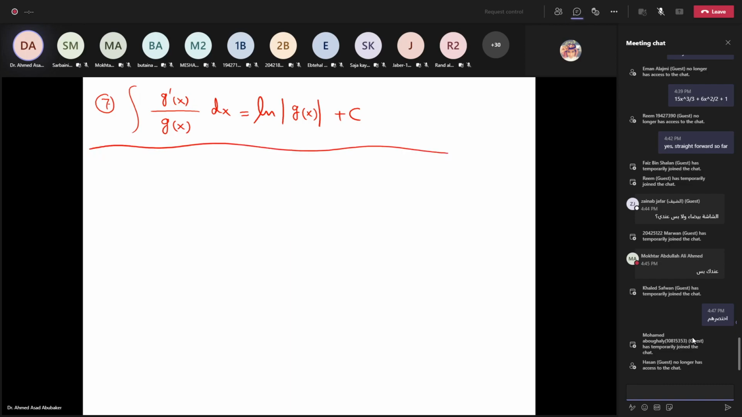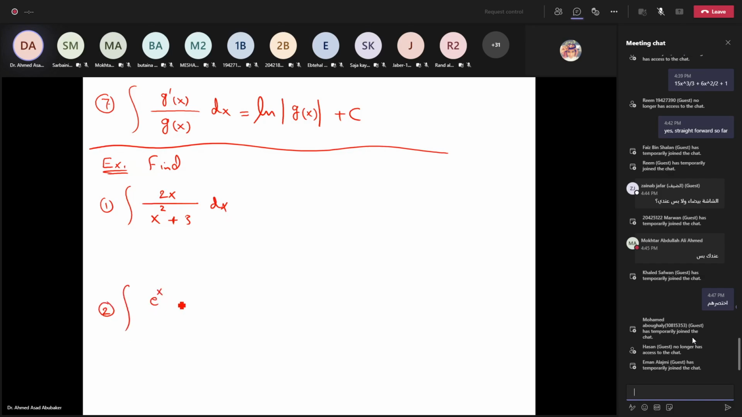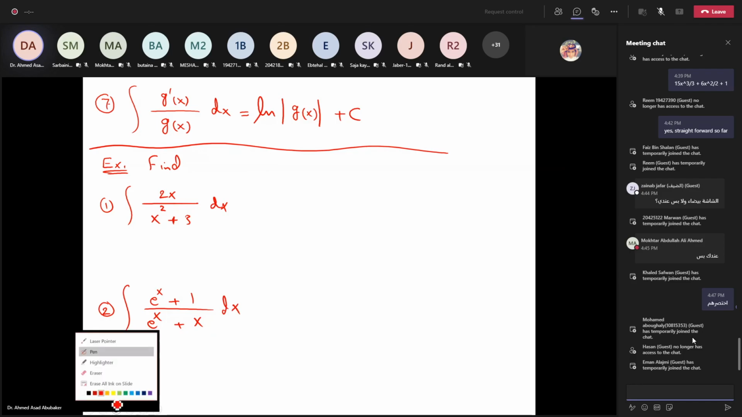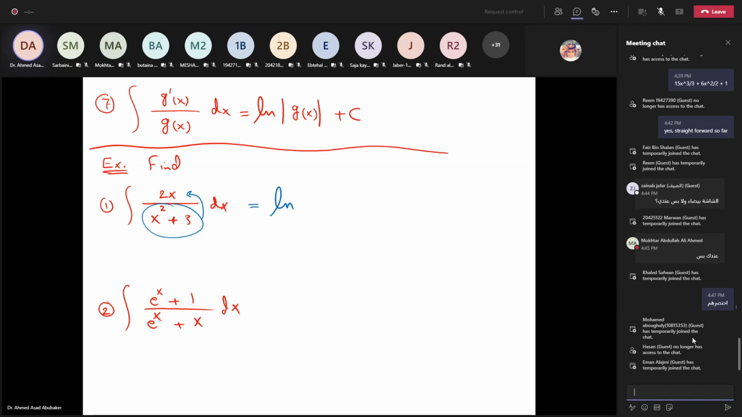Example: find number 1, the integral of 2x over x squared plus 3. Number 2, the integral of (e^x plus 1) over (e^x plus x) dx. Look at the denominator. What's the derivative of the denominator? The denominator is x squared plus 3, and its derivative, 2x, is in the numerator. So this is directly ln of the denominator, x squared plus 3.